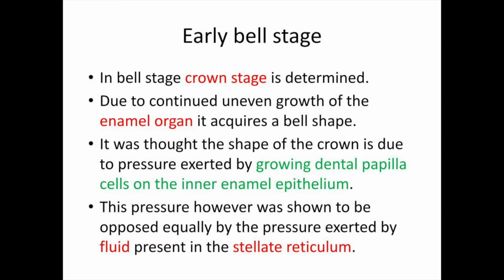Early bell stage. In the bell stage, the crown pattern is determined. Due to the continued uneven growth of the enamel organ, it acquires a bell shape. It was thought that the shape of the crown is due to the pressure exerted by the growing dental papilla cells on the inner enamel epithelium. This pressure, however, was shown to be opposed equally by the pressure exerted by the fluid present in the stellate reticulum.